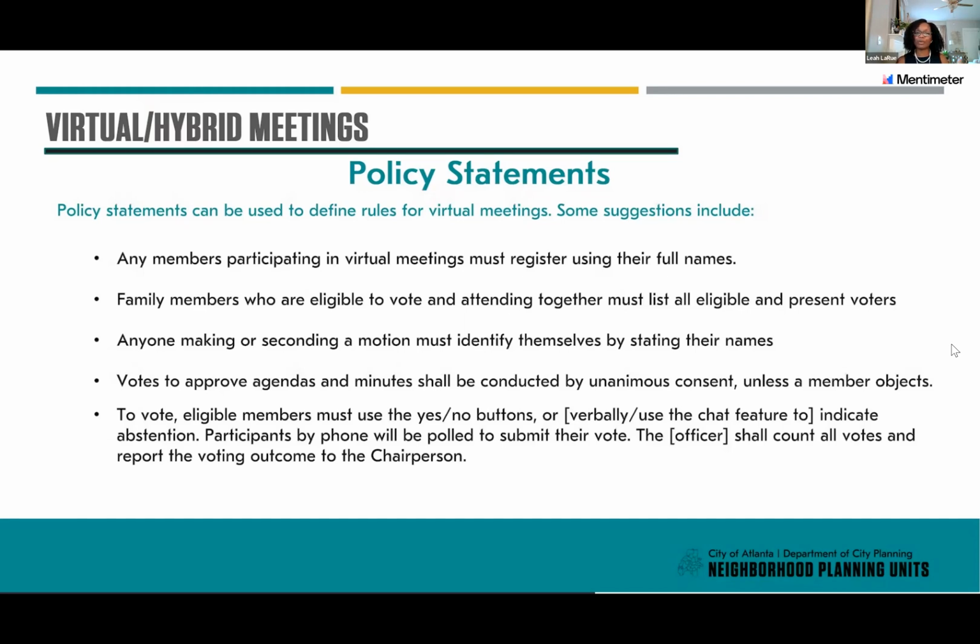To vote, eligible members have to use the yes or no buttons, and this changes. Zoom sometimes updates their features, but you could certainly include in your policy statements how you expect NPU members to vote, and how you expect them to indicate their abstention, whether they're voting by phone, how you want that to happen, how the officer counts votes and reports that vote to the chairperson. All of these are things that could be included in your policy statements.